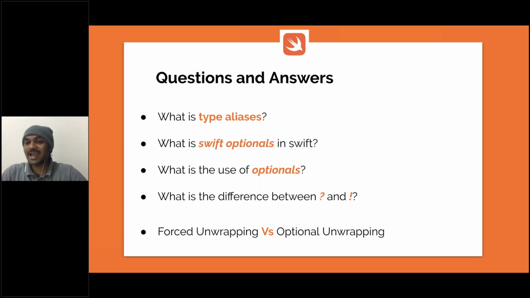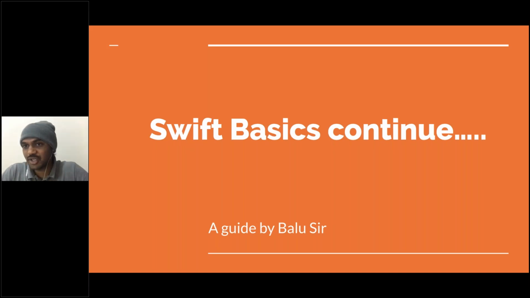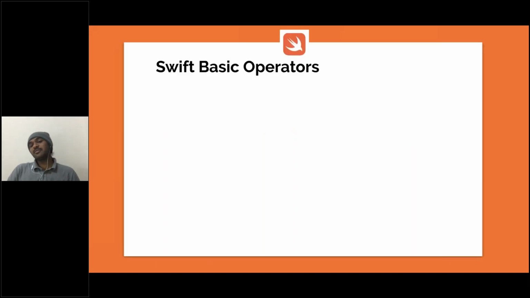Force unwrapping means accessing the data directly from a variable without checking its status, whereas optional unwrapping, in the sense, checks the status. After checking the status, when we get confirmation that it is not a nil value, then we are unwrapping. That is called the optional unwrapping process. Okay, then the basic continuation process. Swift basic operators. So whatever the fundamental operators you know in other languages like C, C++, Java or .NET, all the operators are compatible in Swift also.